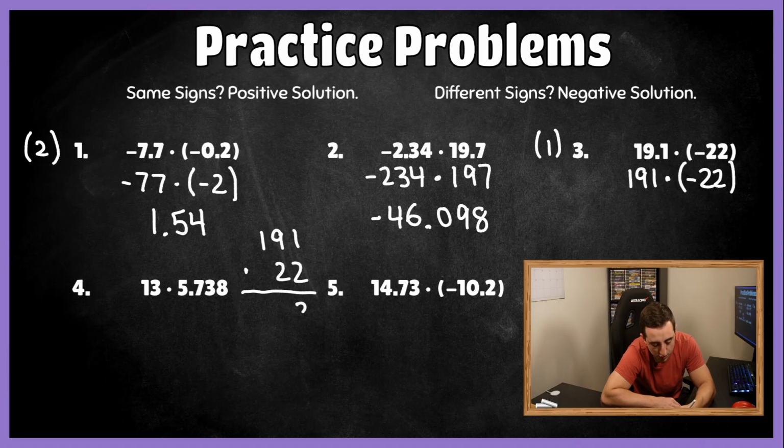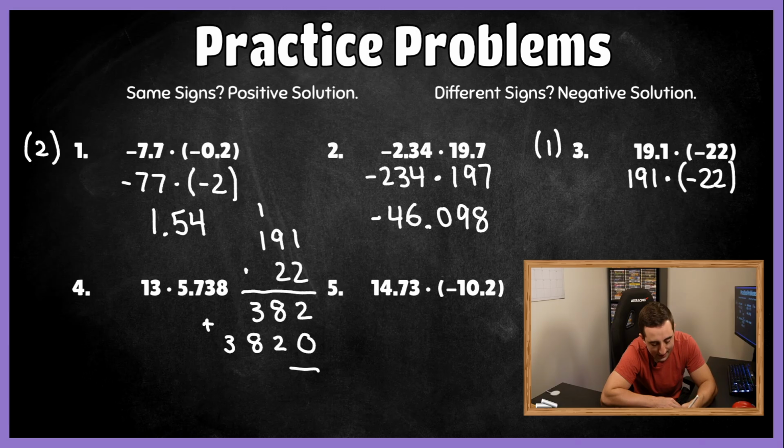2 times 1 is 2. 2 times 9 is 18, carry the 1. 2 times 1 plus 1 is 3. On the next line, we add a 0. 2 times 1 is 2. 2 times 9 is 18, carry the 1. We don't want to get it confused with that one. 2 times 1 is 2, plus 1 is 3.